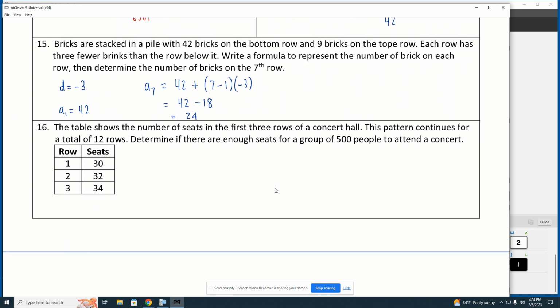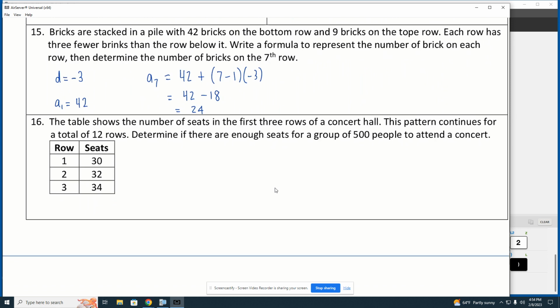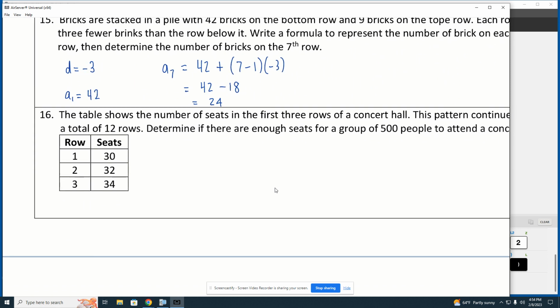Last one, number 16. The table shows the number of seats in the first 3 rows of the concert hall. This pattern continues for a total of 12 rows. Determine if there are enough seats for a group of 500 people to attend the concert. Again, I notice this is another arithmetic one. I meant to give you a geometric one, but you notice it's just going up 2 every time. See, d equals 32 minus 30. See, it's going up 2 every time.